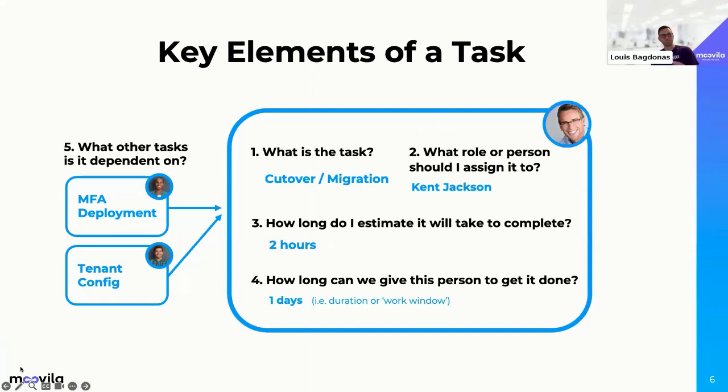So just a quick visual here. What are the key elements of a task? A couple of questions you can start to ask yourselves are, what is the task? What needs to be done? And as I referenced, maybe it's a 365 to 365 migration. It's the cutover, the cutover of the migration.